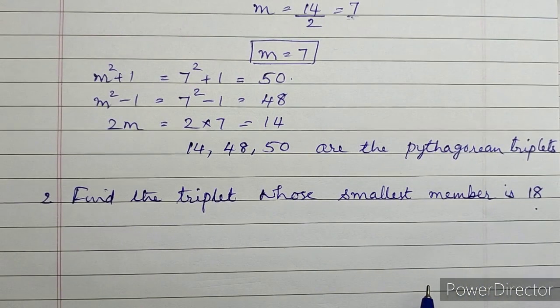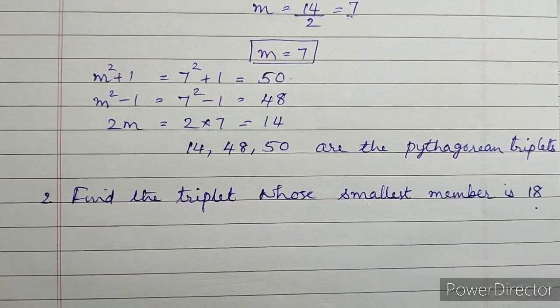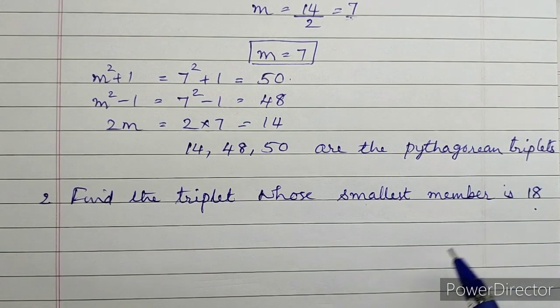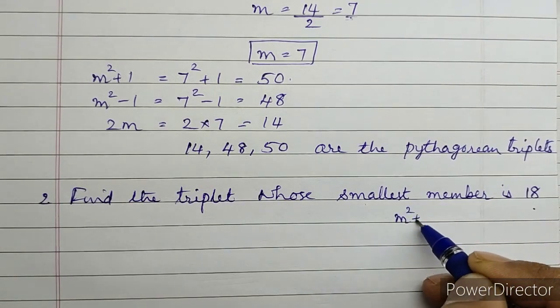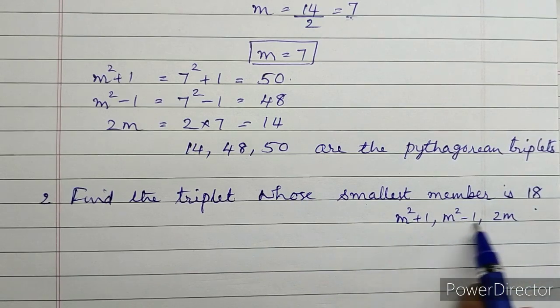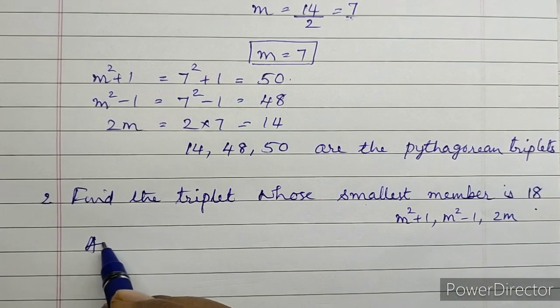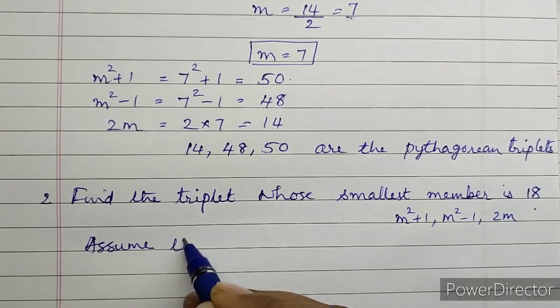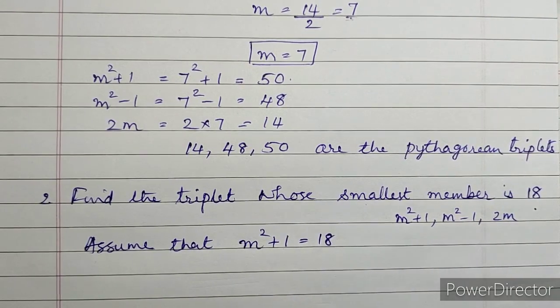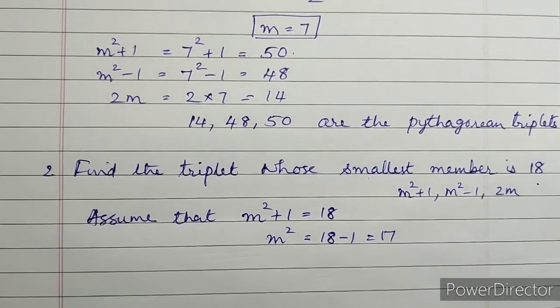So smallest member is given. One member is given, the method is the same only. You have to substitute the numbers m square plus 1, m square minus 1 and 2m. First, assume the first number m square plus 1 is equal to 18. So what is m square? 18 minus 1 after transposing, it is 17. 17 is not a perfect square number, you have to leave that.